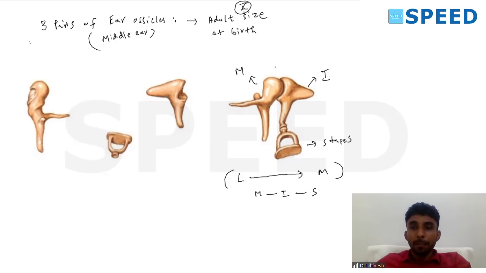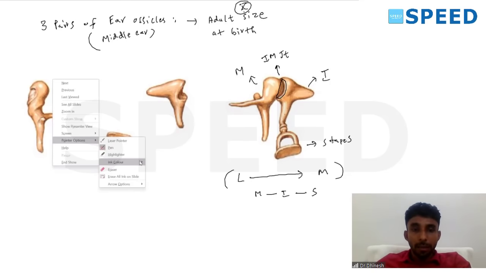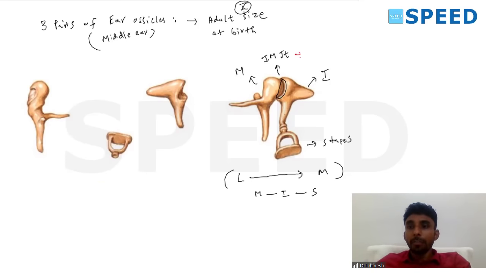So see here, this is the joint formed between malleus and incus. That is called the incudo-malleolar joint. What type of joint is the incudo-malleolar joint? Yes, the incudo-malleolar joint is a saddle type of synovial joint.